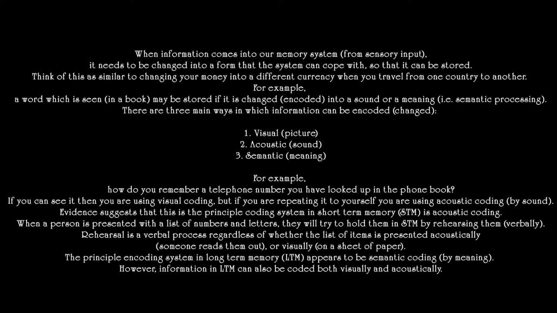There are three main ways in which information can be encoded. 1. Visual. 2. Acoustic. 3. Semantic. For example, how do you remember a telephone number you have looked up in a phone book? If you can see it, then you are using visual coding. But if you are repeating it to yourself, you are using acoustic coding by sound.